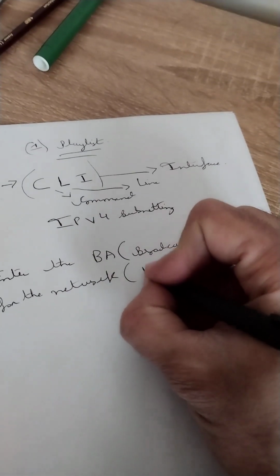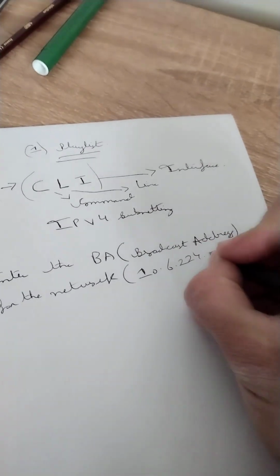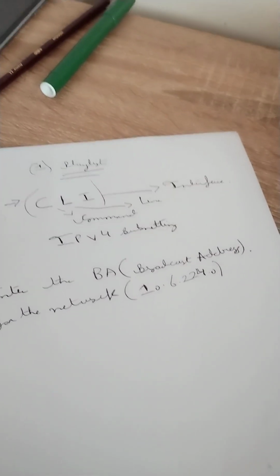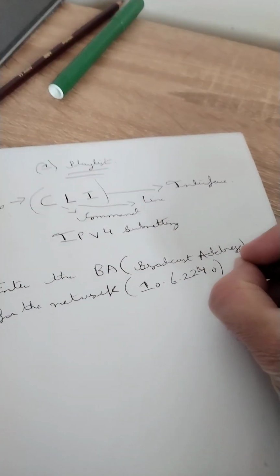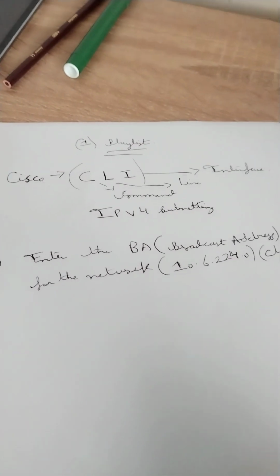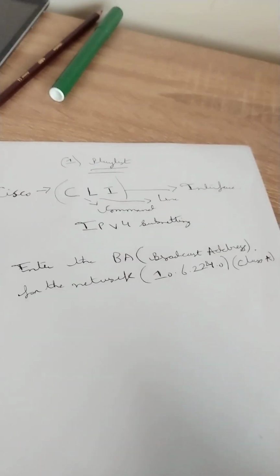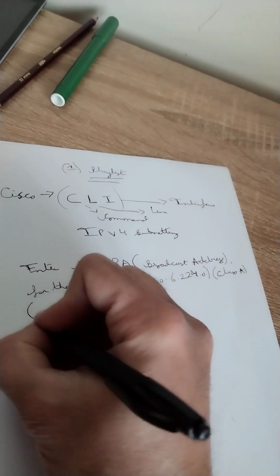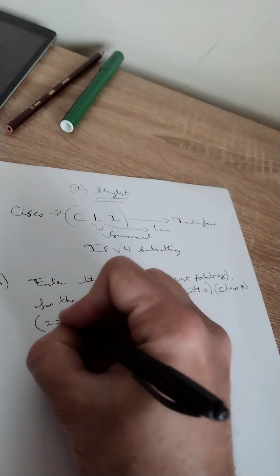And our network address is 10.6. Anyone there know what 10.6 is? Just to be on the safe side, it is a class A IP address, remember. So 10.6 is a class A. Right, let's move forward. I knew everyone knew. There were some who didn't, but it's all right, no worries.